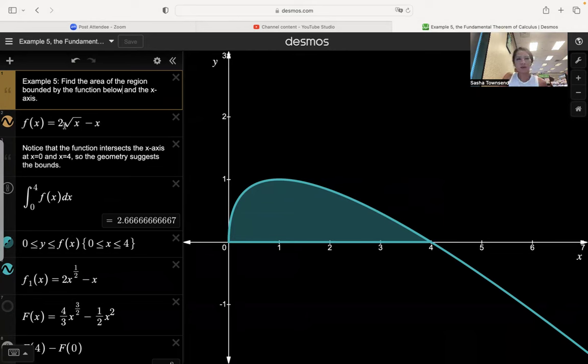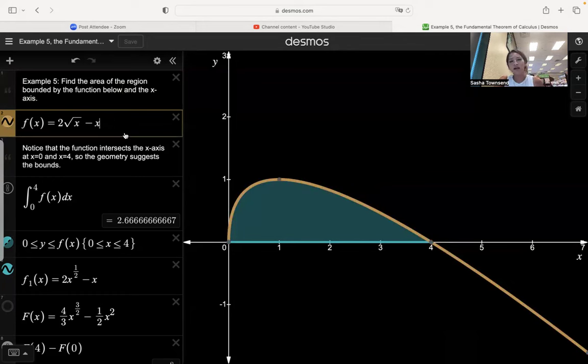I know what 2 times the square root of x looks like. I know what x looks like. But when I take that radical expression and subtract that linear expression, I don't necessarily know what the graph looks like. I might have some sense of it, but it's not obvious to me what the intercepts are unless I set it equal to 0, get the radical expression by itself, and square both sides, unless we do a lot of algebra.